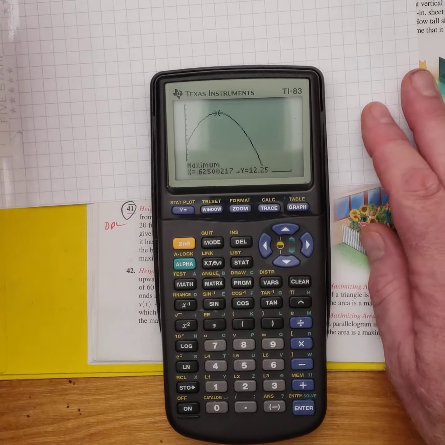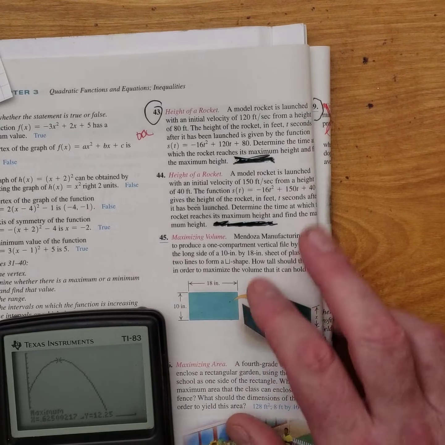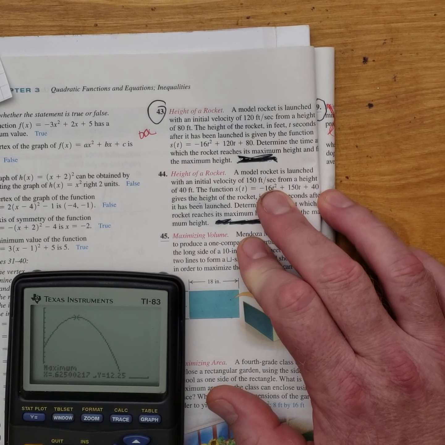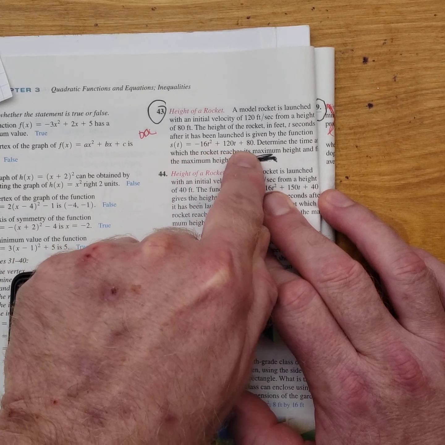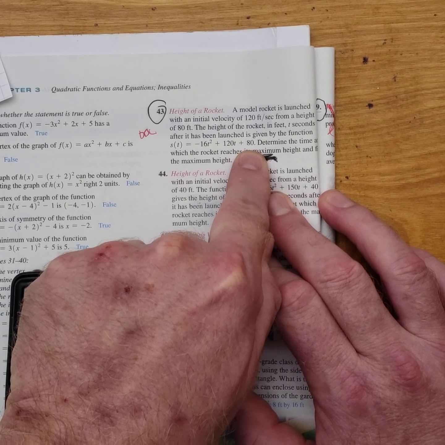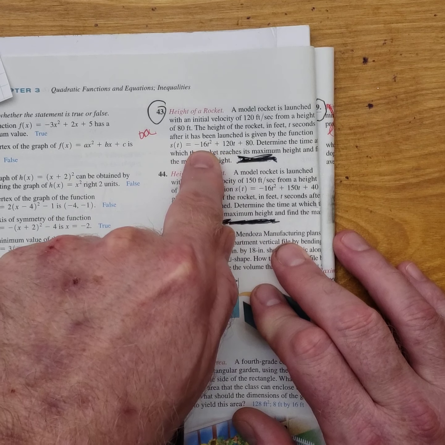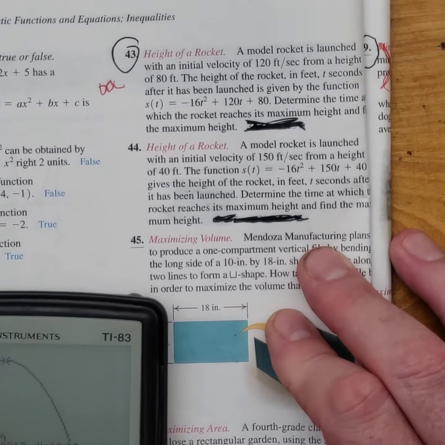All right, let's do one more of these. Got a model rocket one here. A model rocket is launched with an initial velocity of 120 from a height of 80 feet. And notice, just like last time, those two numbers are in our equation. The constant is the height it was launched from, and the initial velocity is the other number there in the middle with the t. And the negative 16t squared, that's because we're on Earth, and that's gravity.